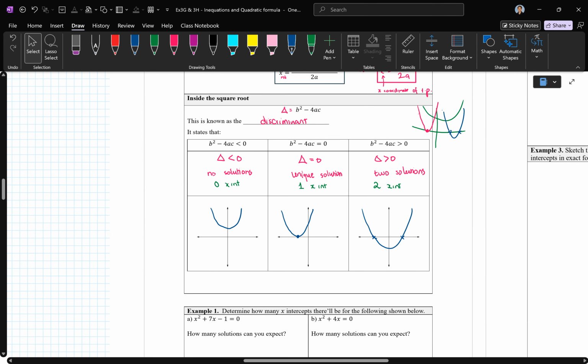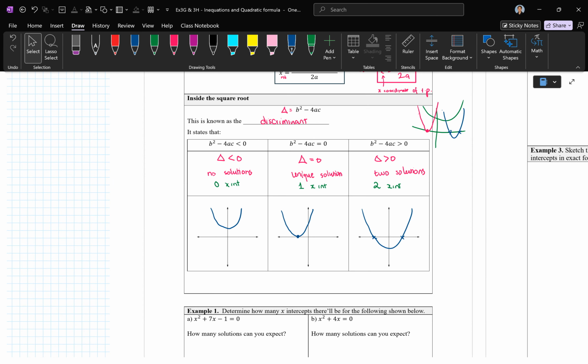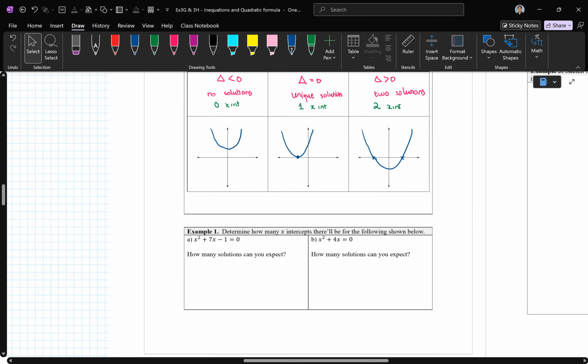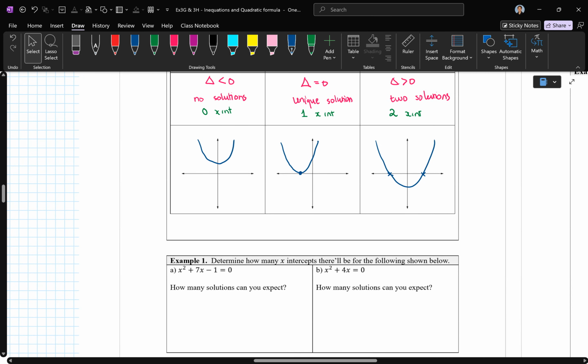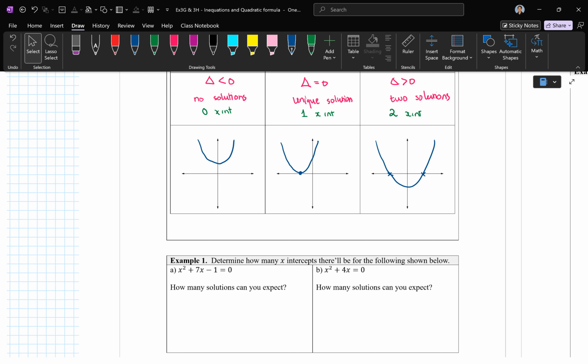Let's do some examples. That's pretty much 3H. If you needed to understand what you needed to know, this is, to me, the easiest exercise because you just need to memorize the rule and then just apply. So let's have a look at the example that you might have down here. It says, determine how many x-intercepts there'll be for the following shown below. So you've got x squared plus 7x minus 1. Notice it's equal to 0. It's because I let y equal to 0 and I'm trying to solve for x-intercept.